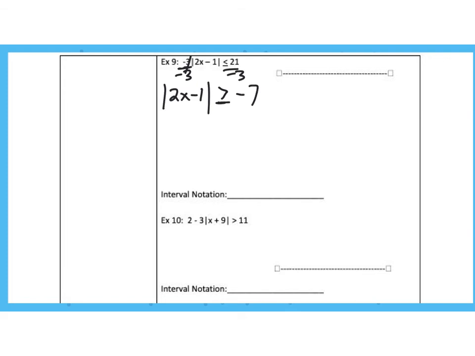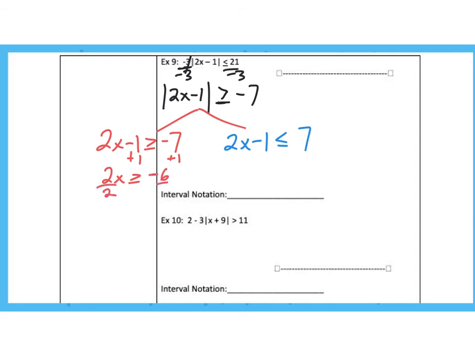21 divided by negative 3 is negative 7. Okay, so now I'm isolated. Now I can split this into two problems. So the first one, drop the bars, keep it the same. Second one, drop the bars, flip sign, make it positive. Now I can just solve them. Add 1 on both sides. 2x is greater than or equal to negative 6, divided by 2. X is greater than or equal to negative 3. 2x is less than or equal to 8, divided by 2. X is less than or equal to 4.